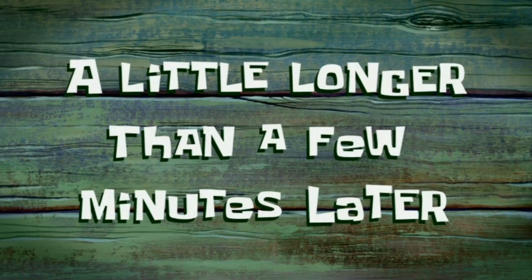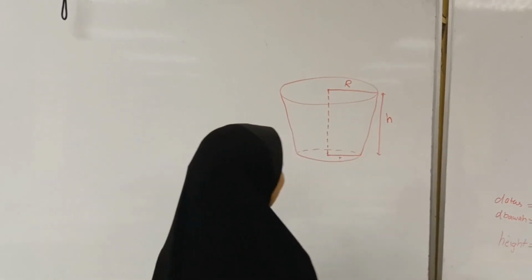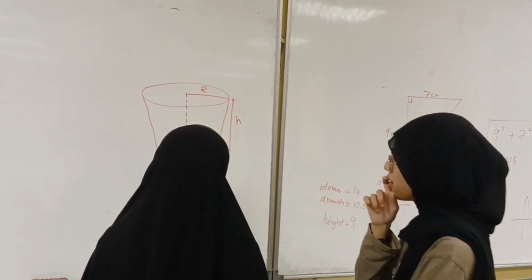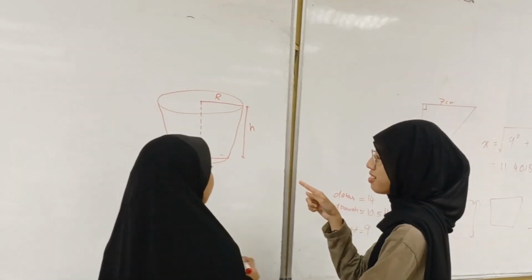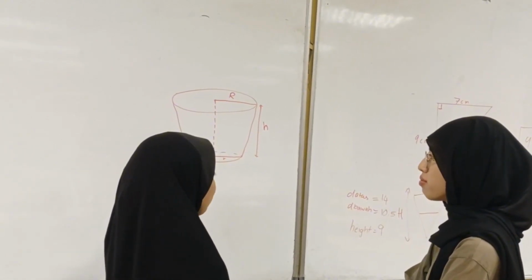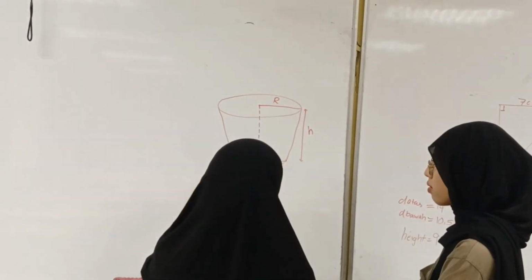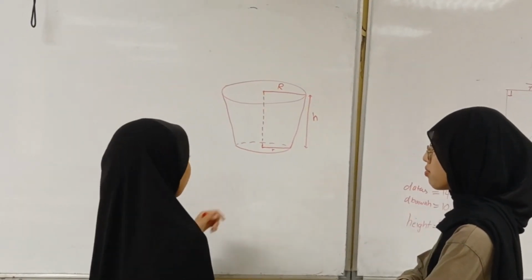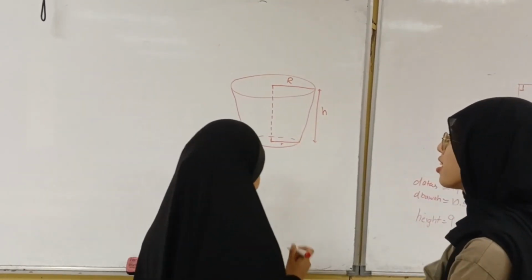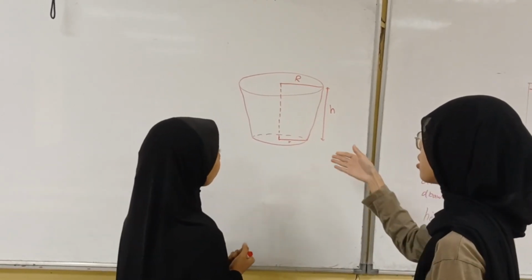A little longer than a few minutes later. So this is the diagram for the ramen cup we did earlier. Oh, I see. So what shape is this again? This is a conical frustum. It is the shape from a cone that is cut in the middle of the cone. So it's supposed to be a cone, but it's not. I see. I understand. So how do we find its volume?